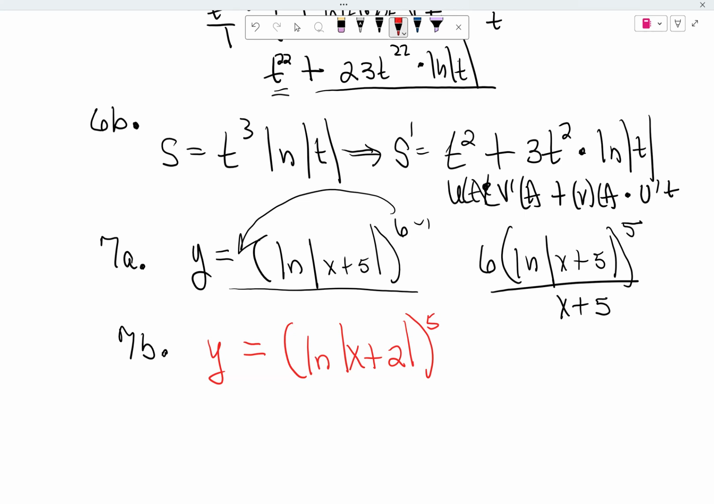Would it be 5 times the natural log of the absolute value of x plus 2, to the 4th power, over x plus 2? Rockstar. Excellent. Good job. Would you like to try one more? Or do you have it?